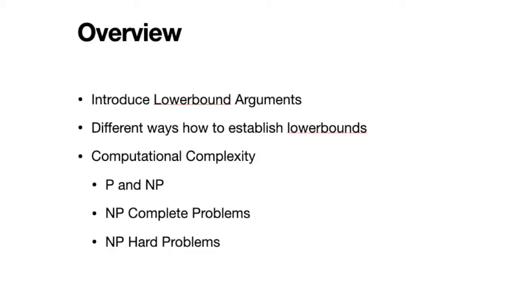This module will introduce the concept of lower bound arguments. We will present several methods for how we can establish lower bounds, and moreover, we will introduce the concept of P and NP. Certain problems can and cannot be solved in polynomial time. So this is also a preliminary concept for the area called computational complexity. Some of the important classes of problems are called NP-complete problems and NP-hard problems. We'll also introduce several misconceptions about NP-hard problems.